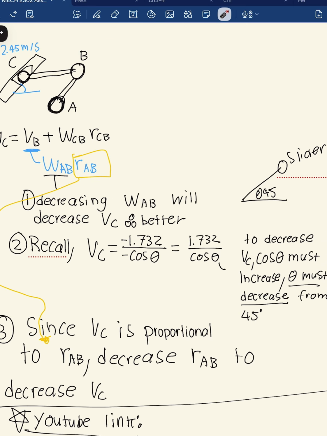Also, since radius of a to b is directly proportional to velocity of c, decreasing the radius of a to b will also decrease velocity of c.